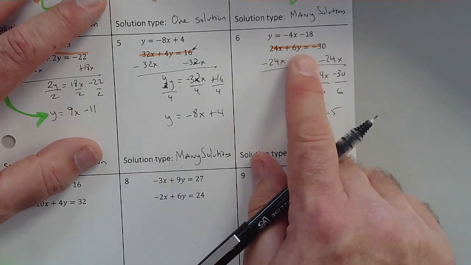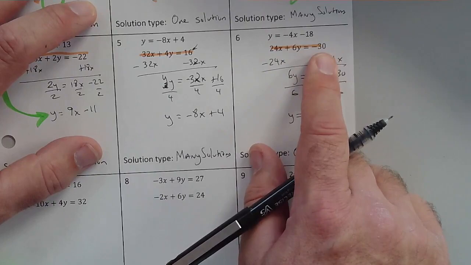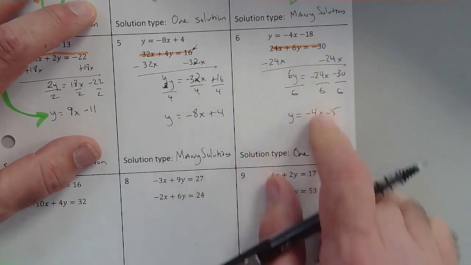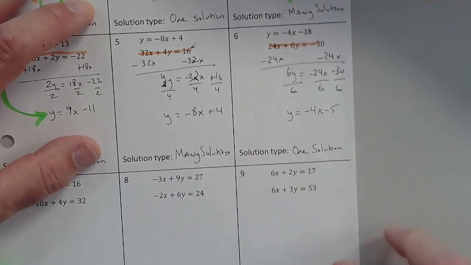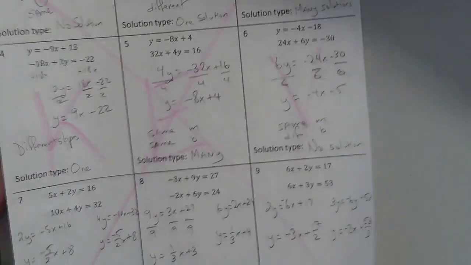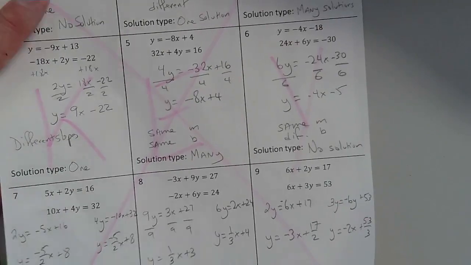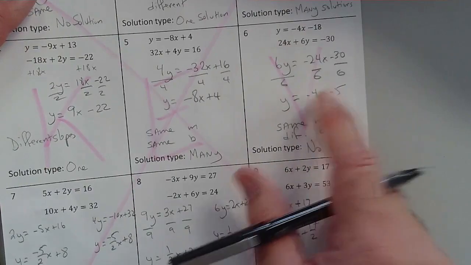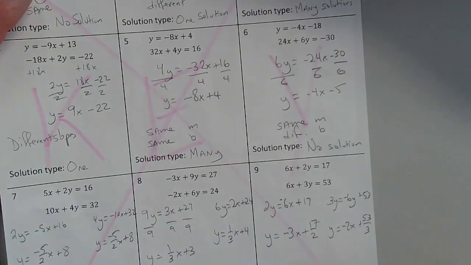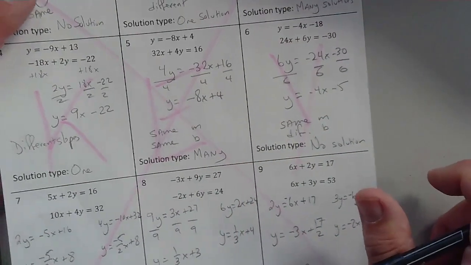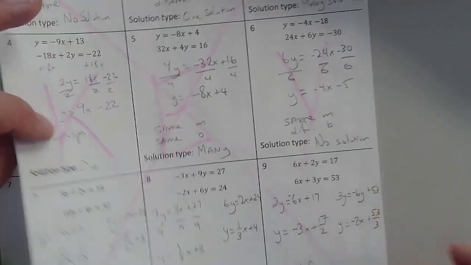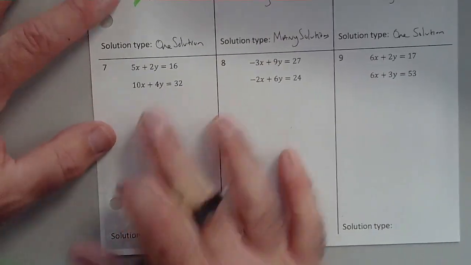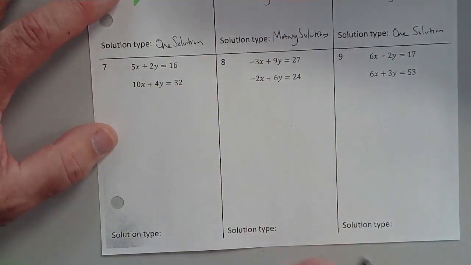Did I do that wrong? Let me go over it again here. Dividing by 6. Negative 4. Yeah, that's single solution. So my answer key was off. I bet I revised this in a different sheet and didn't revise it here. Let me look at your sheet real quick. No, you have the same one. All right, that's my mistake. Let's go down here. Now we have nothing in slope-intercept form.